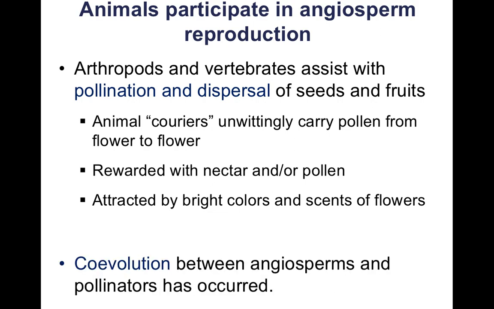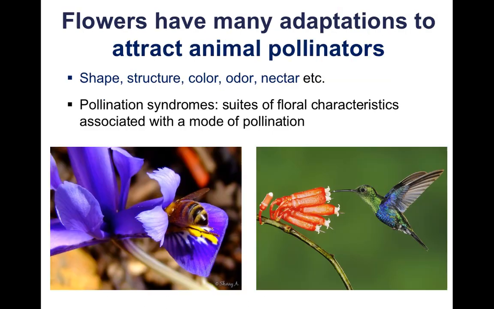And what we see is that something called coevolution has occurred between angiosperms and their pollinators. So coevolution is when 2 different organisms act as agents of natural selection on one another. So they evolve in response to one another. And this is what we see with many different flowers that are pollinated by insects.